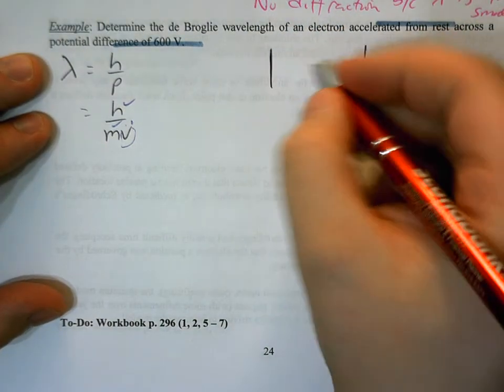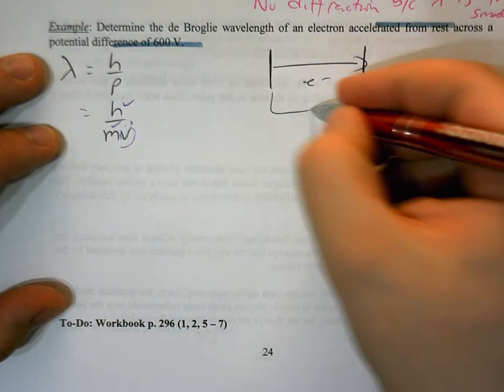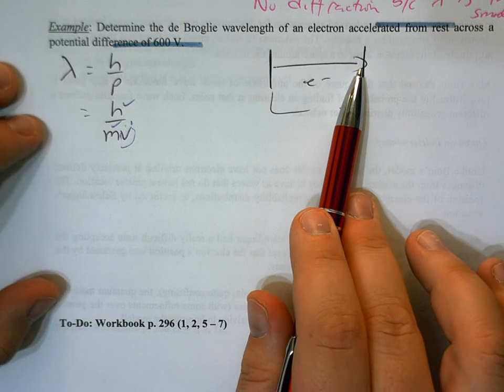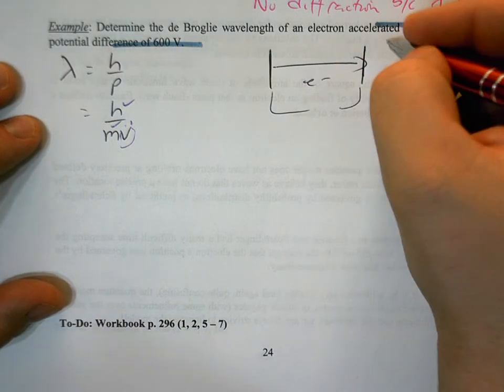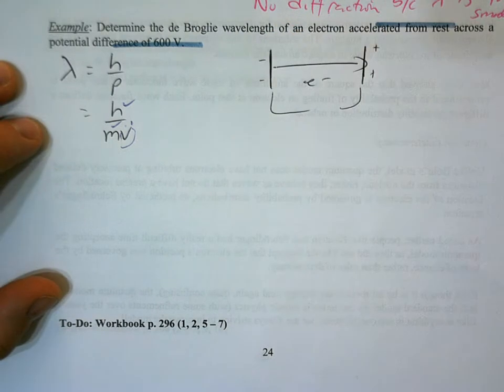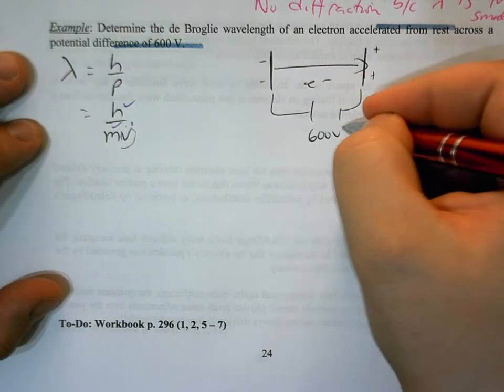So here's my electron. It's accelerated across this potential difference of 600 volts. So if it's going to go to this other side here, this is most likely going to be a positive plate. This is likely going to be a negative plate. So what we're going to have here is a potential difference of 600 volts.